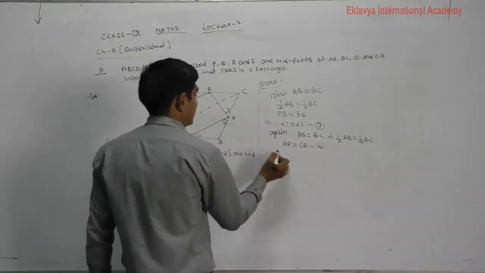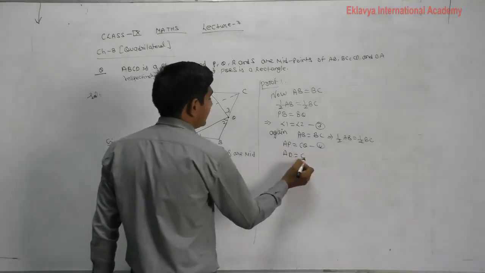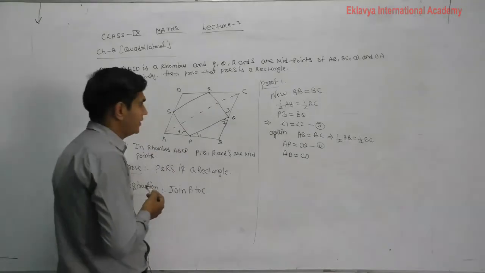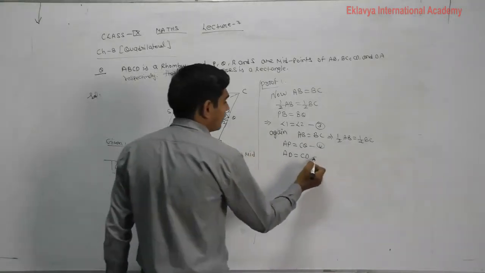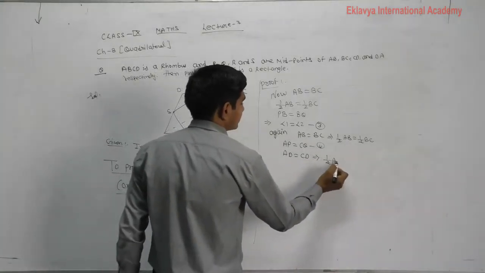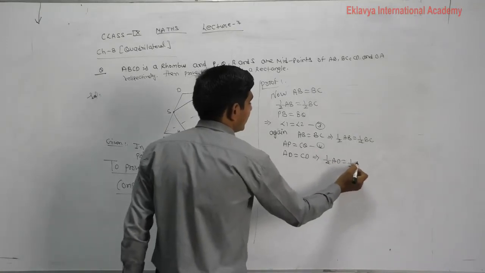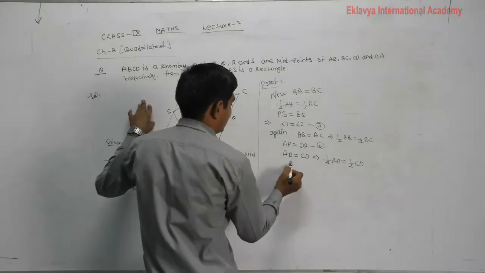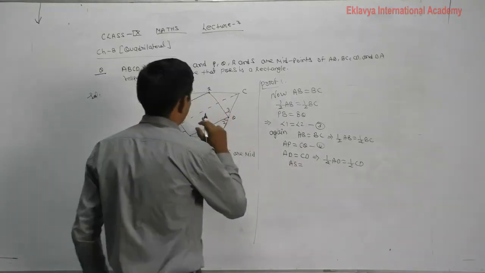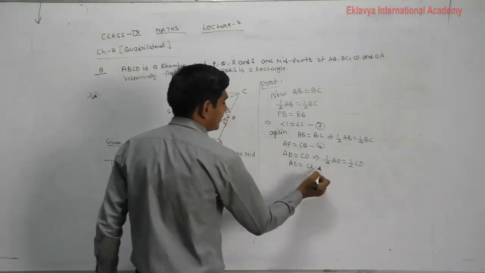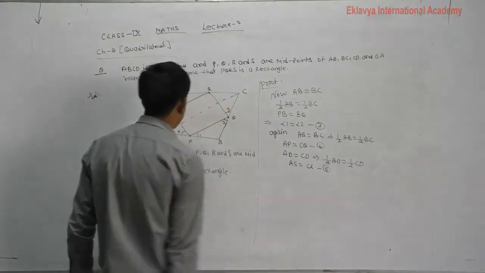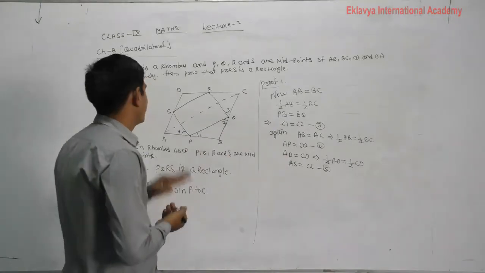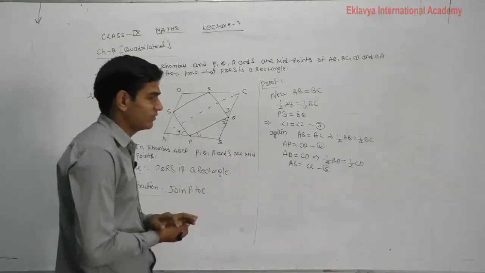Next, AD is equal to CD. Now half of AD is equal to half of CD. Half of AD can be written as AS. Half of CD can be written as CR. Equation number 5. Any problem? So AP is equal to QC, AS is equal to CR.